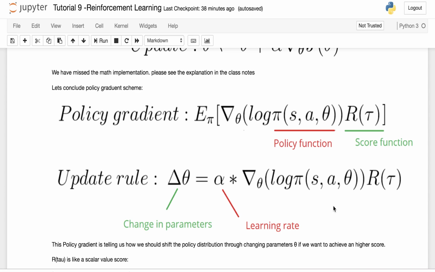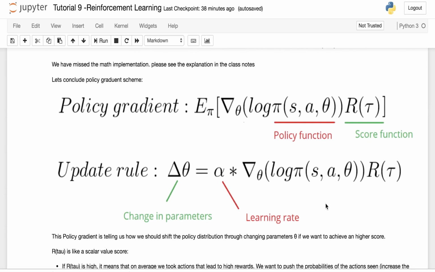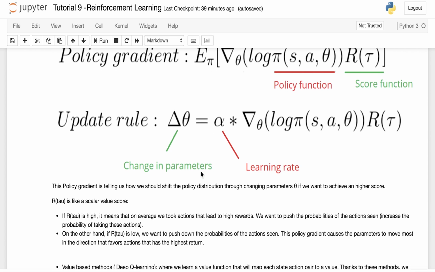We have skipped the math implementation, so please see the explanation in the class notes or in a book. Let's conclude the policy gradient scheme. We have the policy gradient as an expectation over pi, we have the policy function and the score function, and we have the update rule, which is the change in the parameters theta scaled by the learning rate.